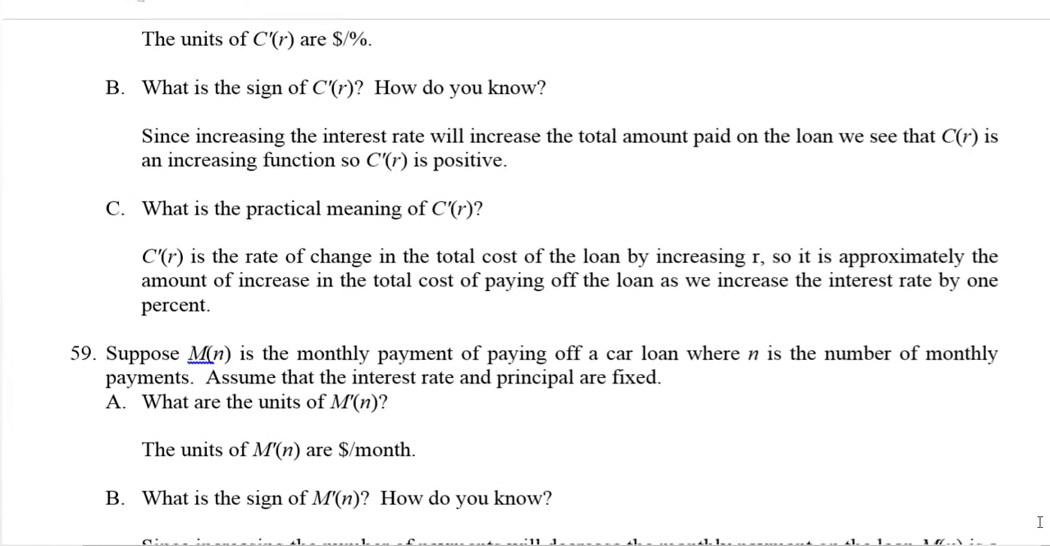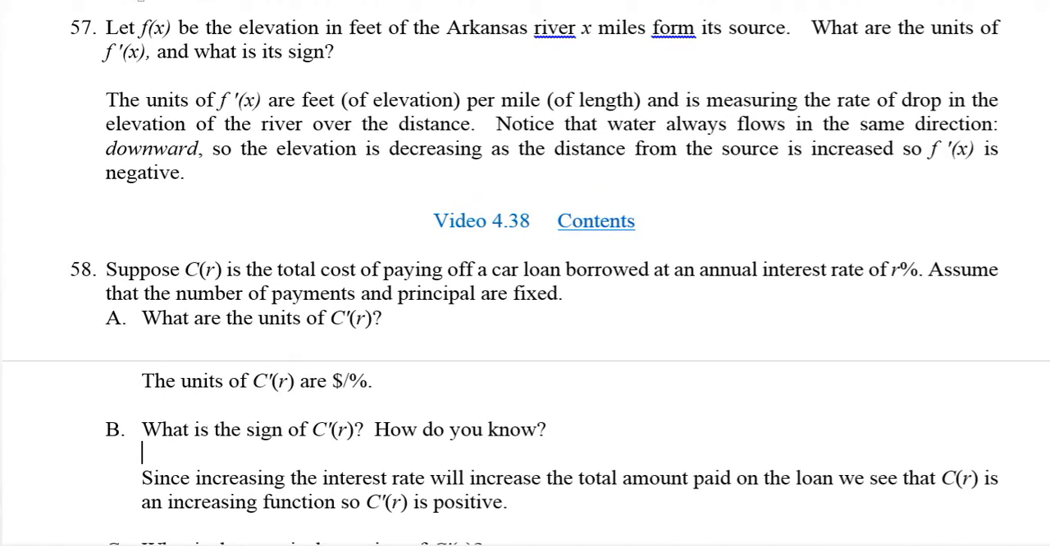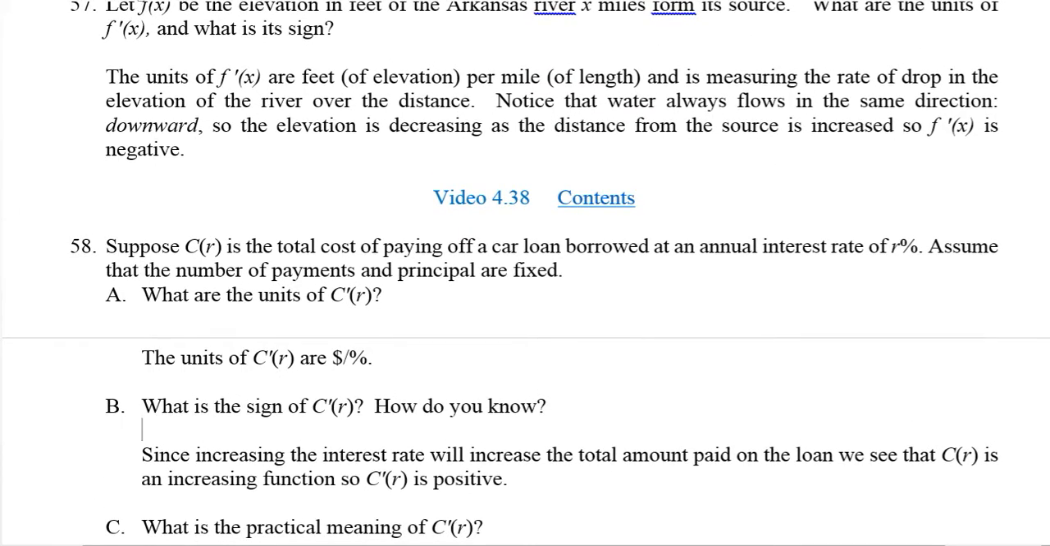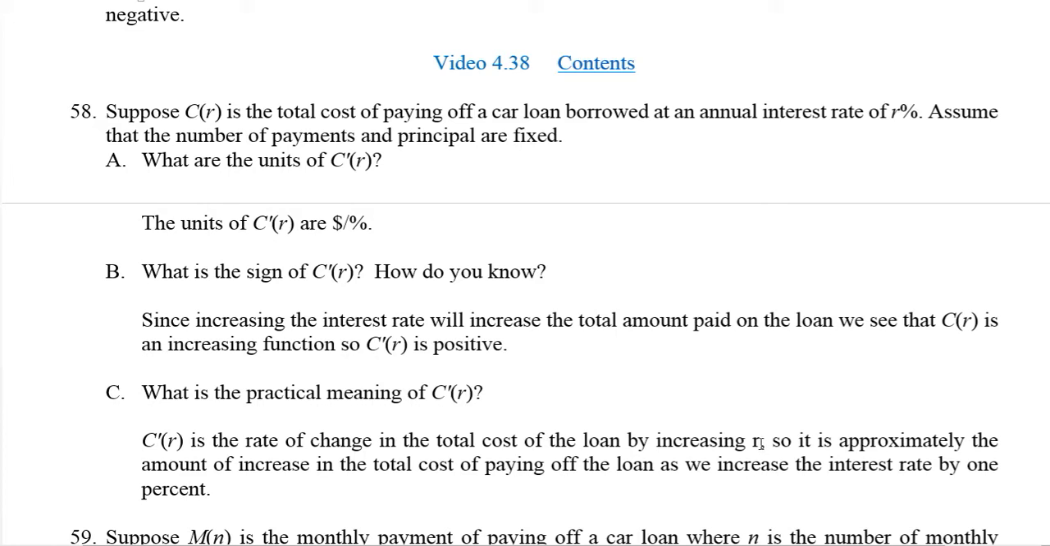What's the practical meaning of C prime of R? If we put this in context, the units can help us. Dollars per percent. It says that if we increase the rate a little bit, it's approximately the amount that we increase the total we pay on the car by increasing the percentage rate by 1%. It's actually the instantaneous rate of change, but that's approximately what it is.